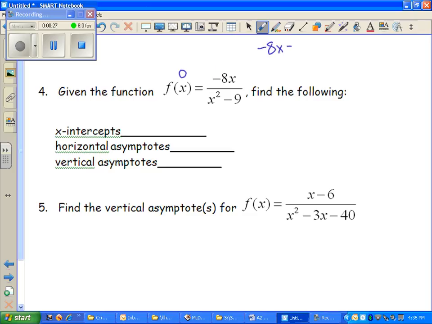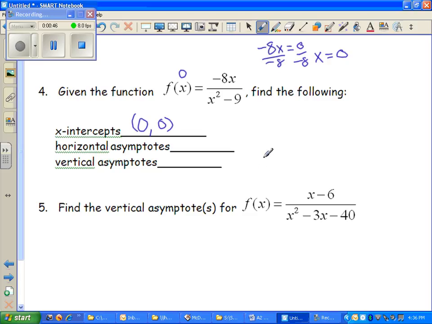So I'm going to set negative 8x equal to 0, divide by negative 8, and get that x equals 0. So my y value is 0 like it's supposed to be. My x value would be 0. So it's going to be the point (0, 0) for my x-intercept. And there happens to only be 1 here.